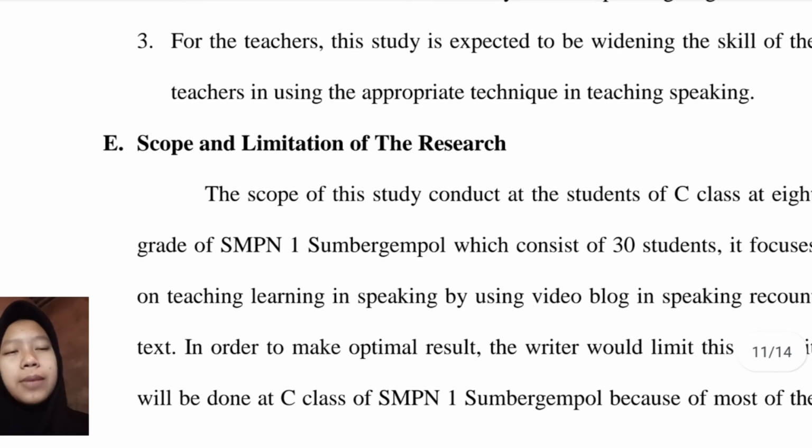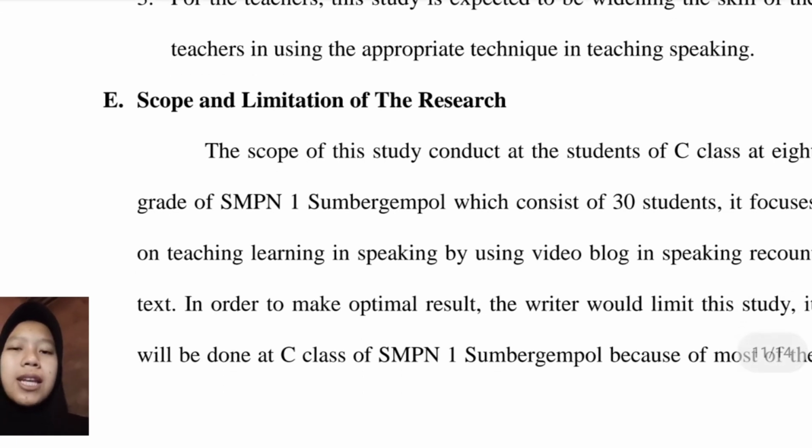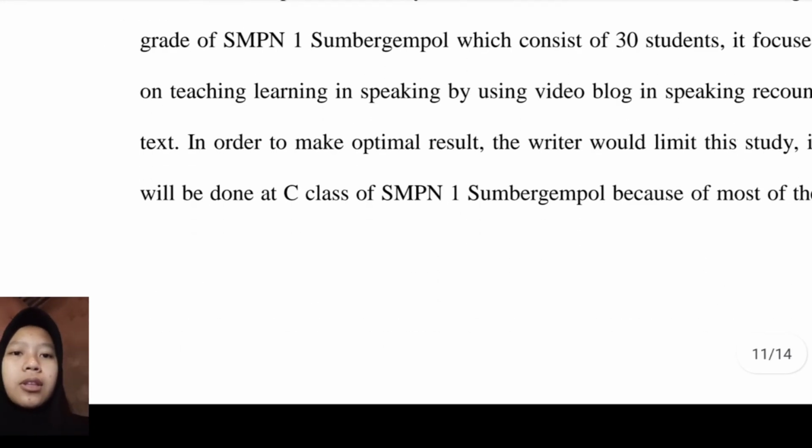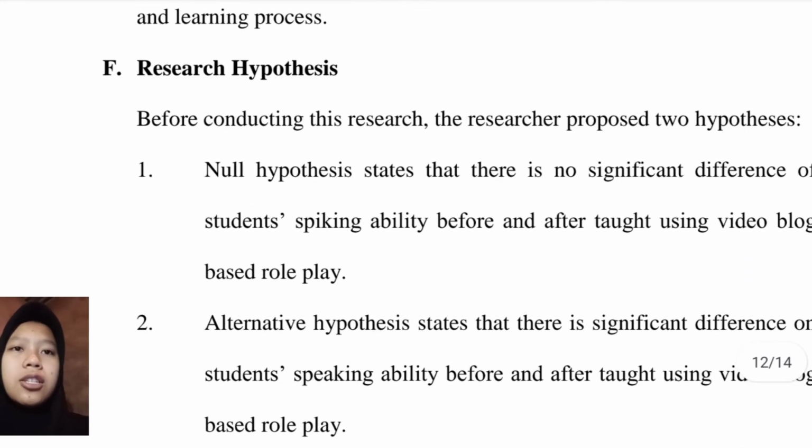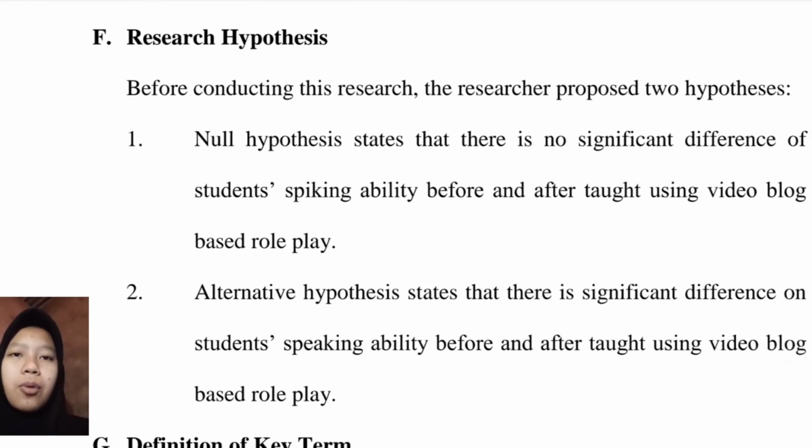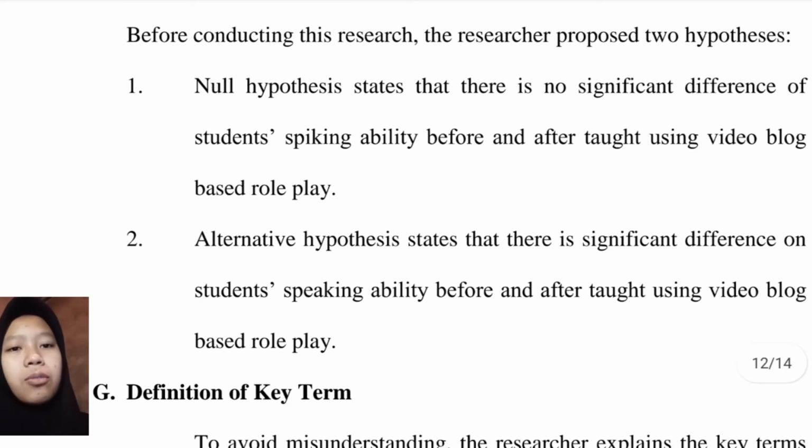There are also scope and limitation for the research. We know that quantitative research has scope and limitation for the respondents. The research hypotheses are two: number 1 is the null hypothesis, which states that there is no significant difference in student speaking ability before and after being taught using video blog based role play. And the alternative hypothesis states that there is a significant difference in student speaking ability before and after being taught using video blog based role play.